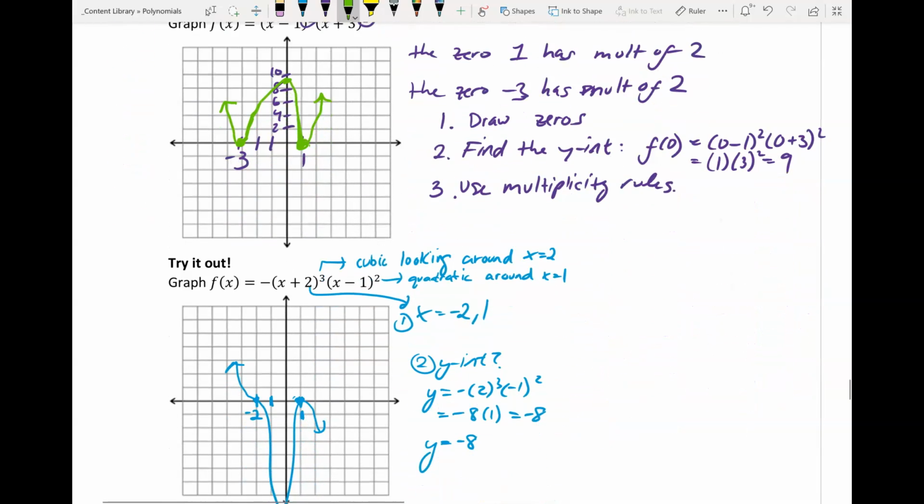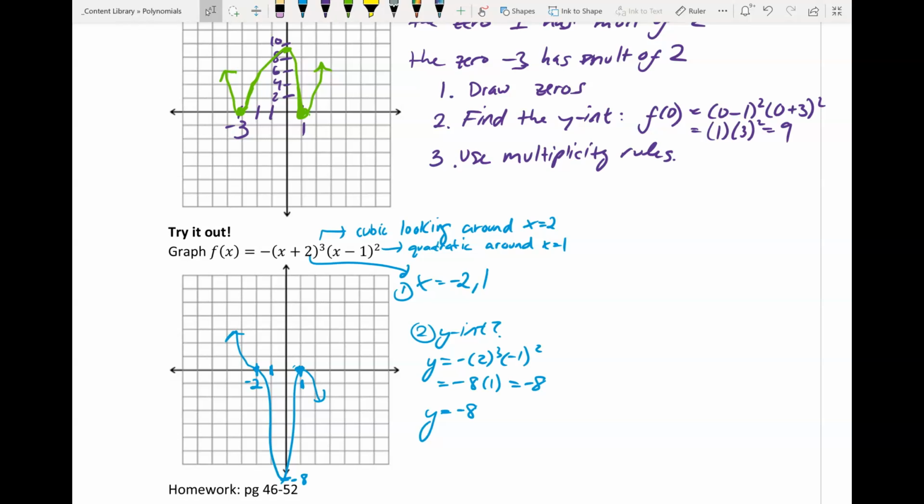Okay, so here's the solution to the try it yourself. Your multiplicity is going to be 3 around -2 and 2 around 1. So I said it's going to look cubic looking around that 0 at x equals -2, and it's going to look quadratic looking because of the squared around the 0 of 1. So the first thing you're supposed to do is plot your zeros. Second thing is finding the y-intercept, which is -8. Remember, we're going to plug in x equals 0 to find that.